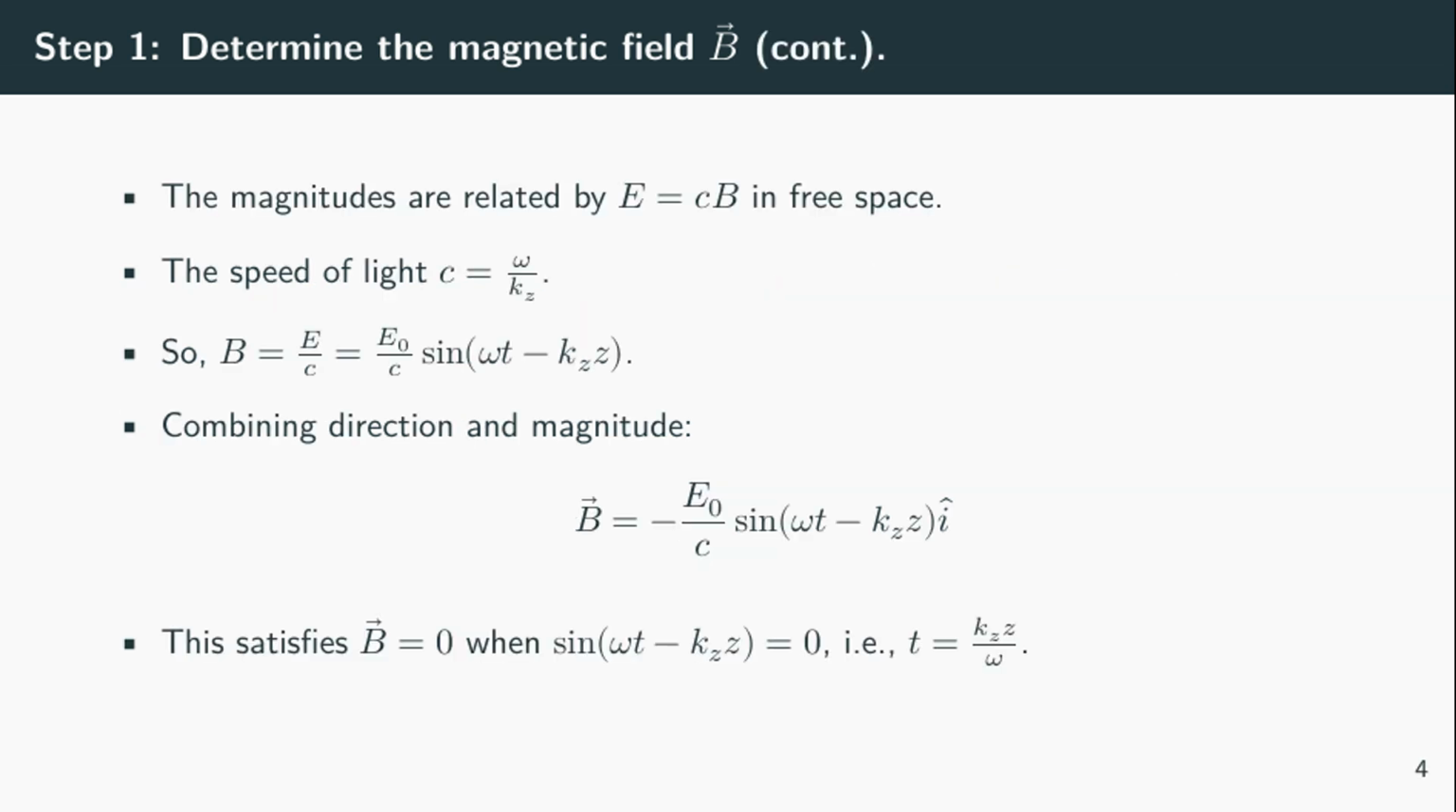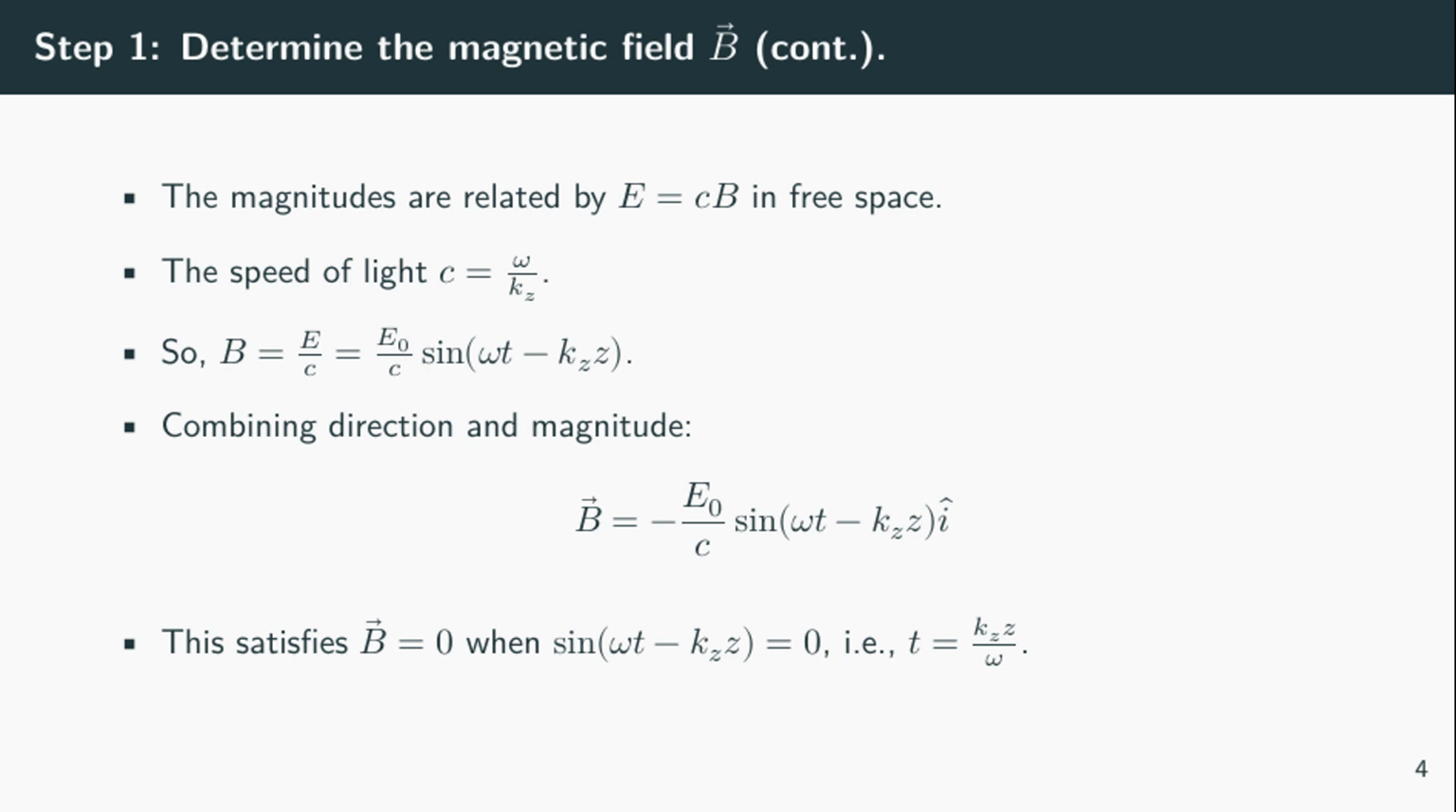Now let's find the magnitude of the magnetic field. In free space, the magnitudes of the electric and magnetic fields are related by the speed of light, so E equals c times B. The speed of light c for this wave is given by omega over k sub z. So if E equals c times B, then B equals E divided by c. Substituting our electric field magnitude, the magnitude of B is E naught divided by c times the sine of omega t minus k sub z times z.